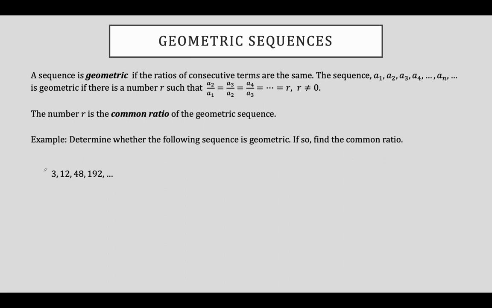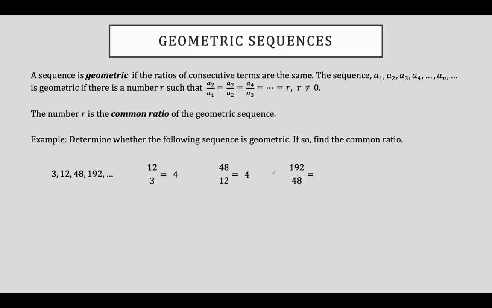Well, to determine whether or not it's geometric, I need to take a term and divide by the previous term. In other words, I take the second term, 12, and I divide by 3. 12 divided by 3 gives me 4. Then I take the third term and divide by the second term. 48 divided by 12 is equal to 4.